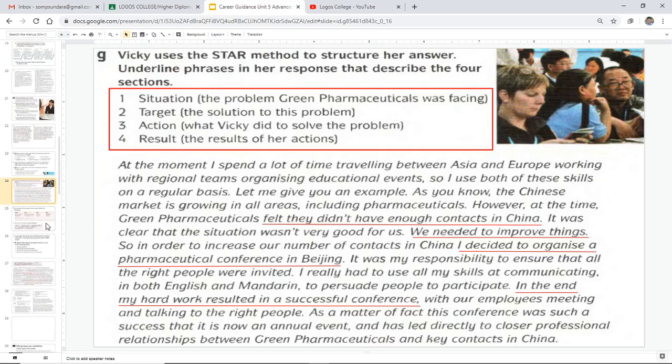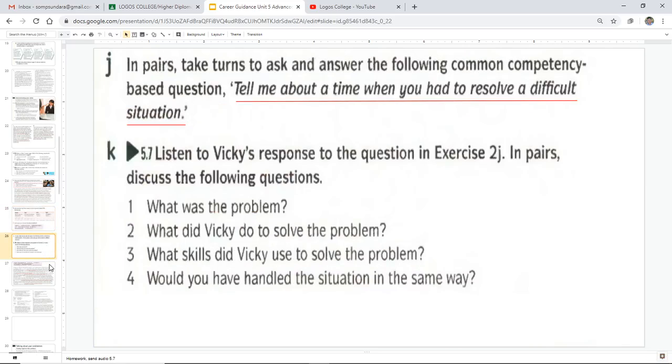So when you're asked these questions, be sure that when you answer, you don't just say what you can do or talk about your characteristics. You have to give examples. And using the STAR method to tell a story is a great way to answer a competency-based question.